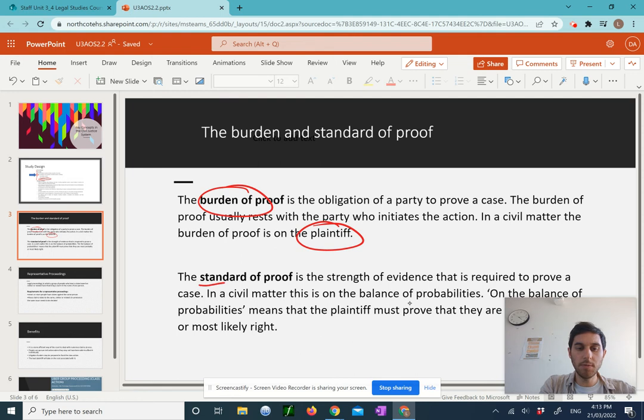The standard of proof is how strong the evidence needs to be if we're going to prove that case. Now, again, we learned in criminal law that the standard of proof was beyond reasonable doubt, so quite a high bar. In civil law, the standard is a little bit lower. It's called on the balance of probabilities, which means that the plaintiff has to prove that it's more likely that their case is right. So it's a much lower bar compared to criminal law.